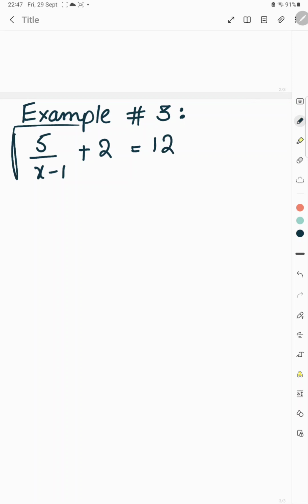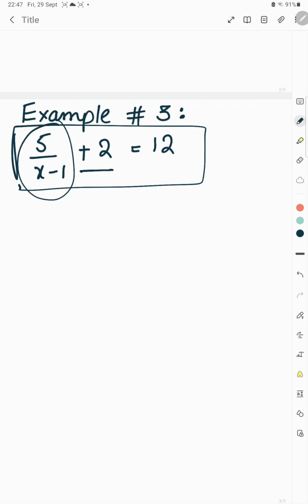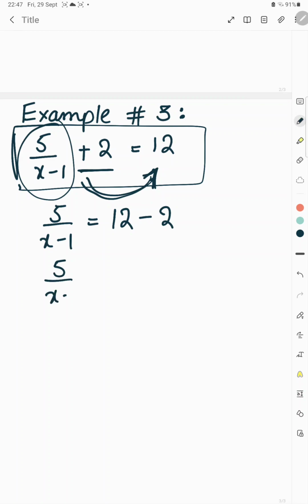So here the equation we have is a fraction, but there is something more given, and this is a number given along with the fraction. So what we will do, we have to first shift this number to the other side so the equation becomes simple. So with 5 by x minus 1, when this plus 2 shifts to the other side of the equation, the sign will become opposite. So if it is plus here, after shifting it will become negative 2. So here we get 5 by x minus 1 equals 12 minus 2 equals 10.